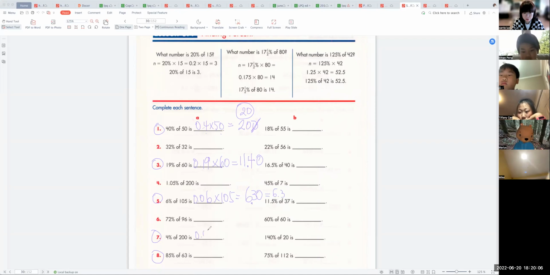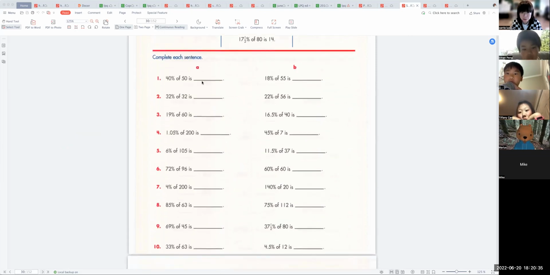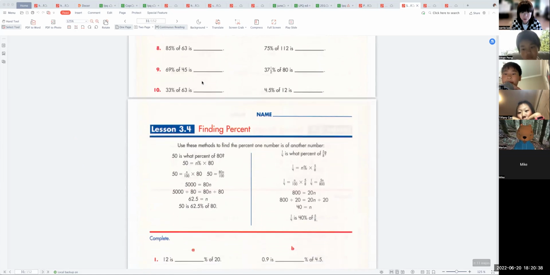So this one is 0.04 times 200. So I can move the 2 and 4 times 2 equals 8. Last but not least, 0.85 times 63. So 63 times 85, so 5355. So the answer is 53.55. Get it, everybody? Okay, so when you see of, that definitely means times, and is means equals.